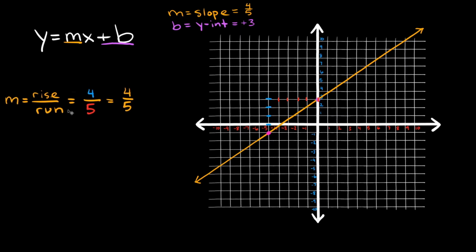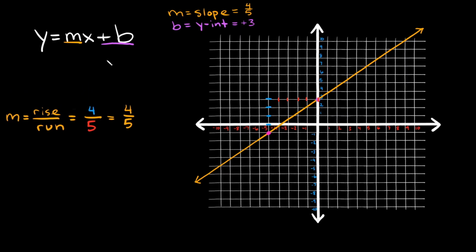I'm going to move this down just a little bit. Now all I need to do is plug my values into my equation. So we're going to have y is equal to our slope, which we found to be 4/5, times x, and then plus our y-intercept, which was +3. So then this would be the equation right here.